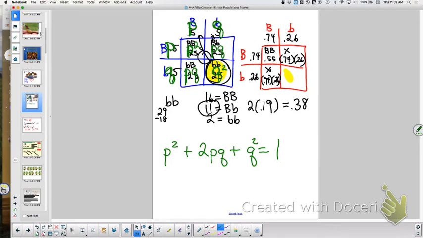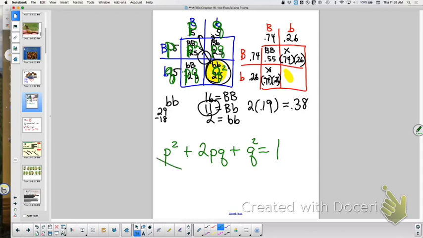Because this is my homozygous dominants. What are these? Heterozygous, these two boxes, big B, little b's. And what's this? Homozygous recessive. This is how it plays out in the population.